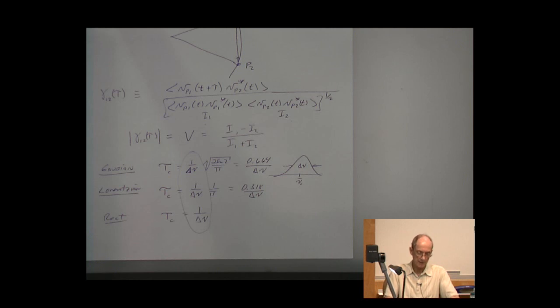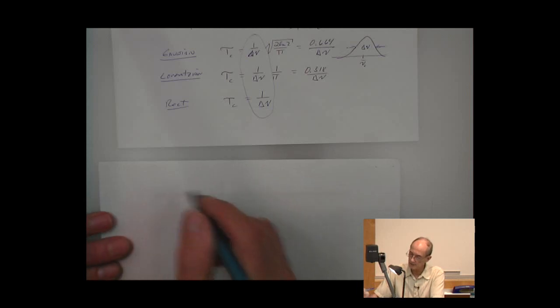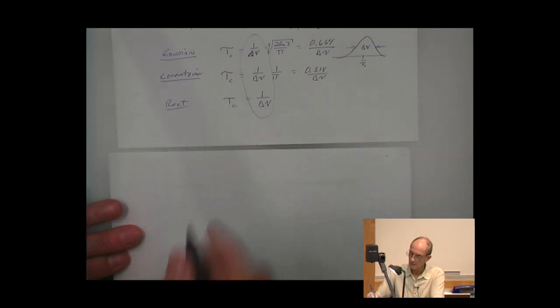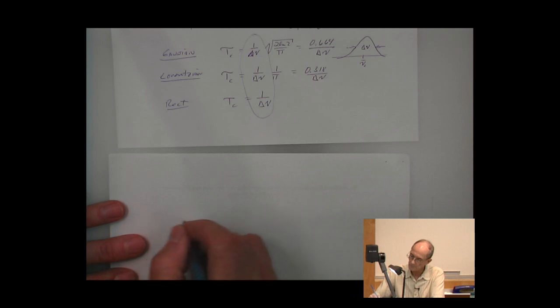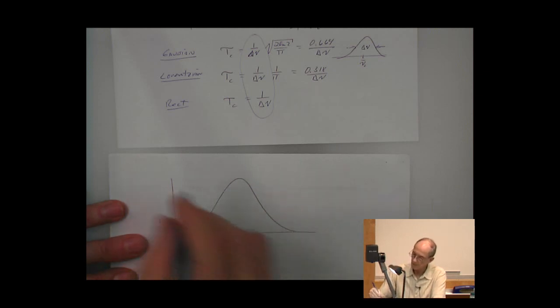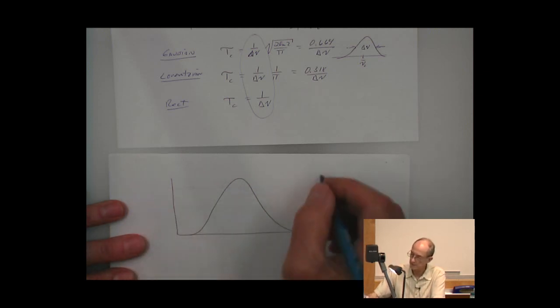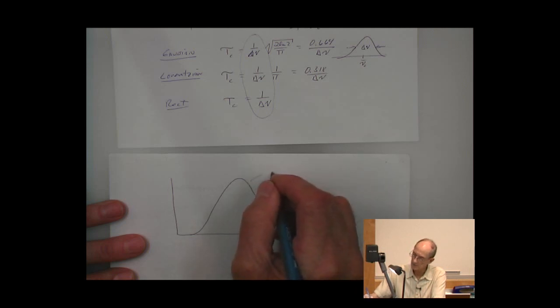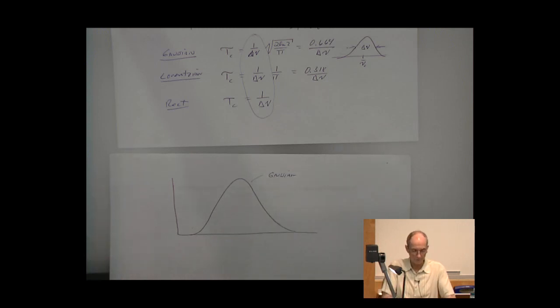Okay, so those are gas emission sources. The next thing I wanted to discuss is what if we have a laser? For a laser, we have a gas emission. Let's say we have a HeNe laser, so we have this Gaussian gain profile for that source.